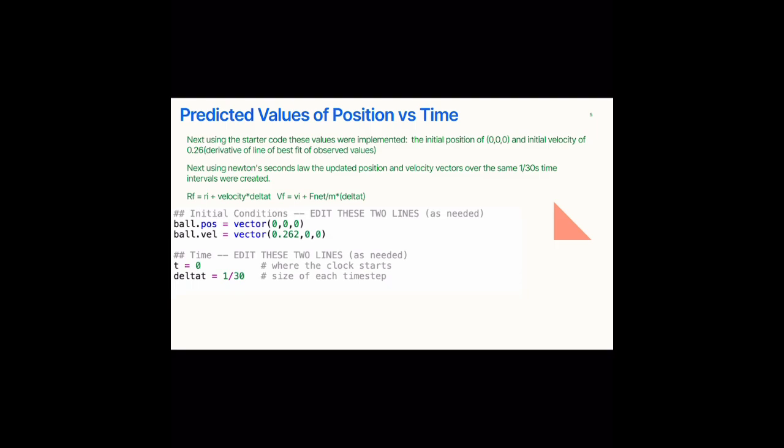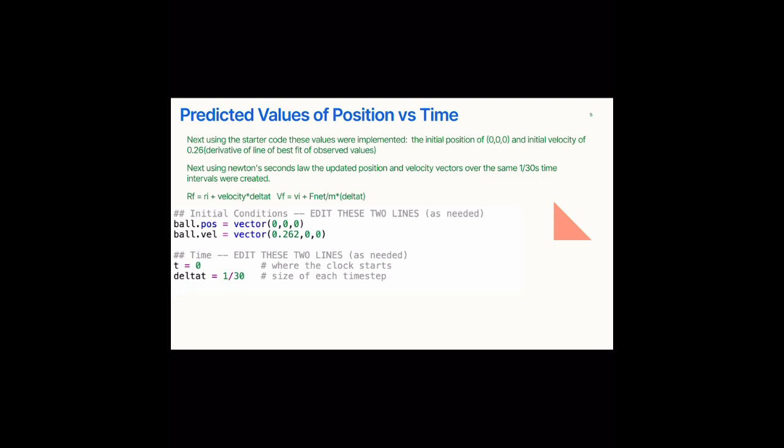Next, the code was used to give the calculated values and predicted values. Here you can see that the vector position is set to 0, 0, which is the center of the object, the same as the observed values, and the initial velocity is 0.262, which is the constant velocity shown in the first observed values. And the delta t is equal to 1/30, and the time as well is equal to 0.